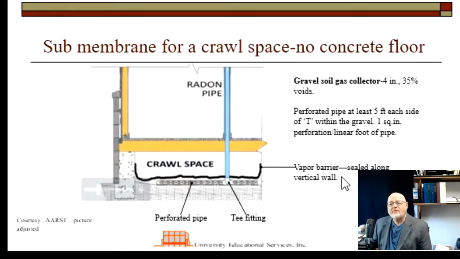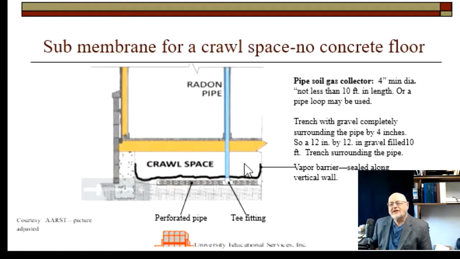And again, the vapor barrier sealed along the vertical wall. In this particular case, for crawl spaces, the height up along the wall that the vapor barrier needs to go is not specified. So I put it up a few inches and seal it. I put it up probably 4 inches and then seal it. So that's what we do if you have gravel. You just take the perforated pipe and the T, you put it in the gravel, and you make sure the pipe's at least 5 feet in length, and the vapor barrier, and you're done.